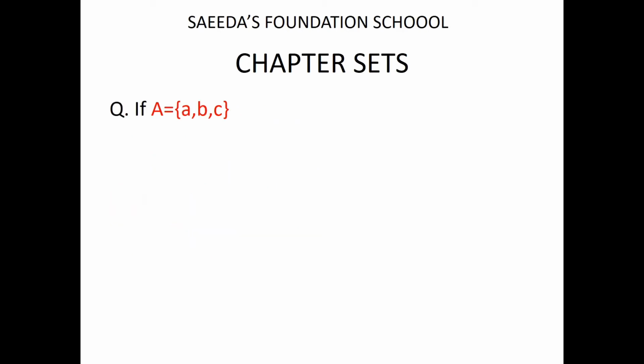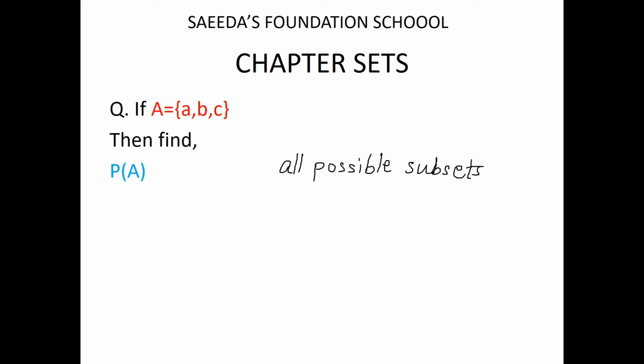Now next question. If A is equal to {A, B, C}, then find the power set of A. Now let's first understand what a power set is. Power set is basically finding out all possible subsets in a set. So over here we have this set as A, that is A, B, C are the elements. Now we are going to write down all the possible subsets that can be formed from this set, and we are going to write them down together.